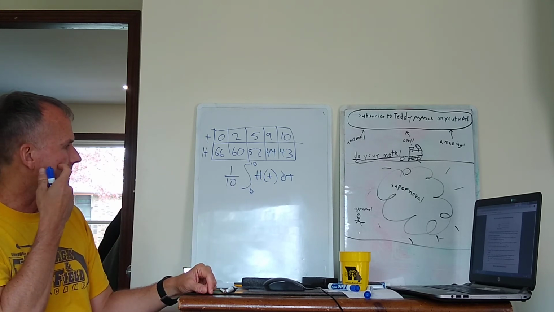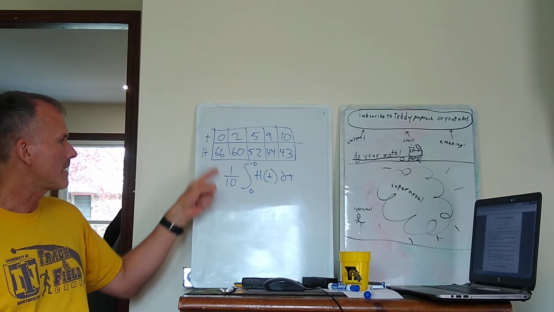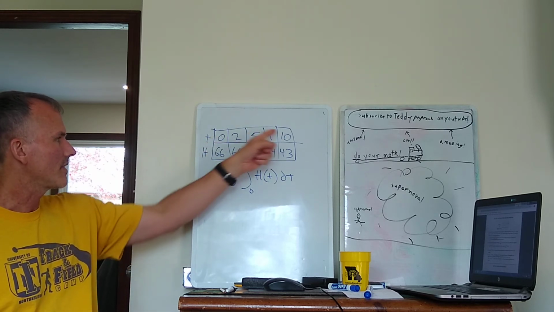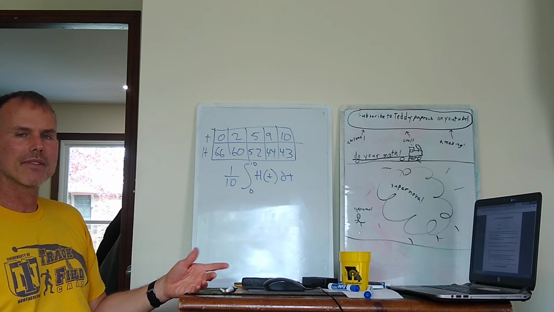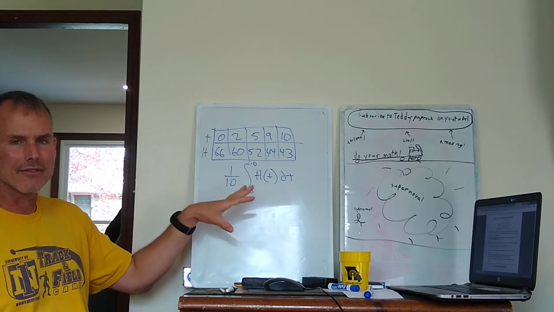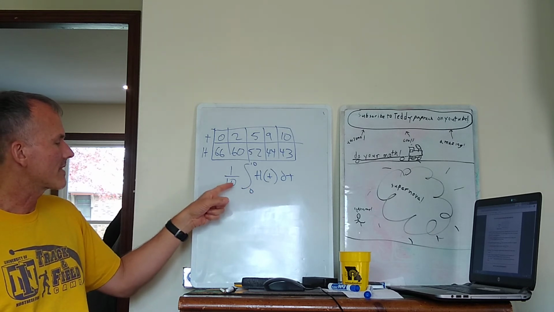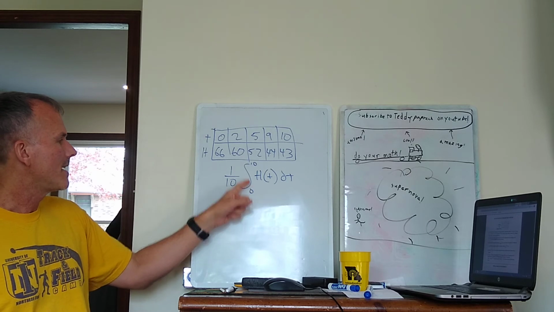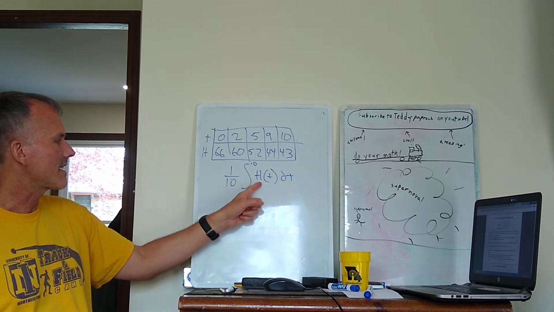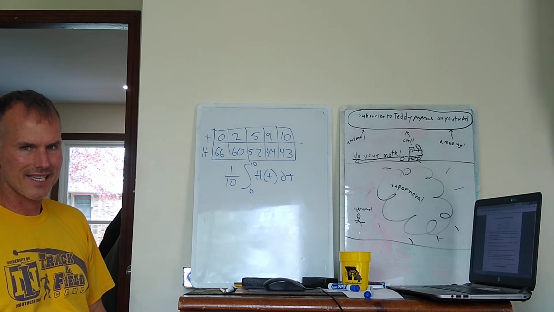Now, you may recognize this 1 over 10 as being 1 divided by the interval length along the t-axis. So maybe think back to section 6-5 and recognize that this is going to be an average value expression. This is 1 over the interval length times the definite integral from a to b, from 0 to 10 in this case, of the function h of t. This will give us the average value of h of t.